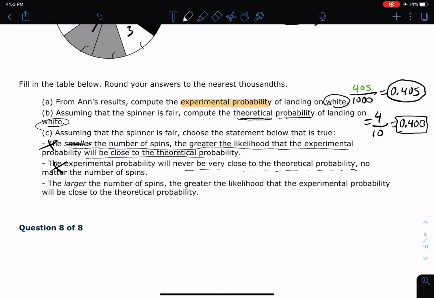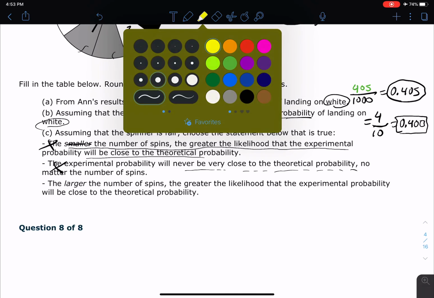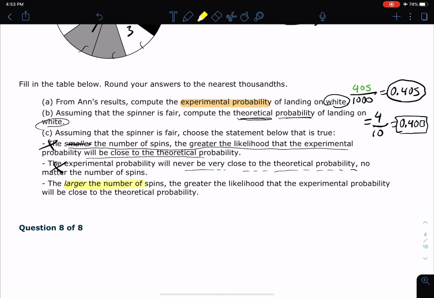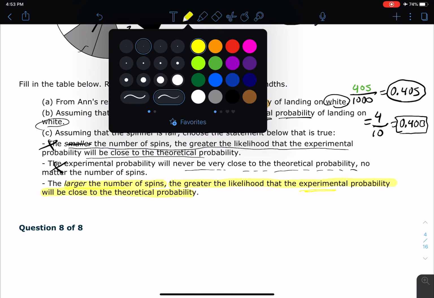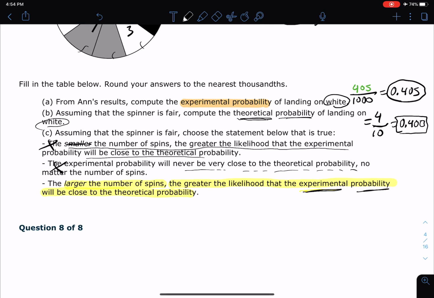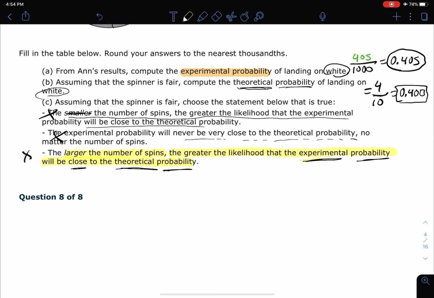Okay, here's the right answer. Let me underline or highlight. It says the large number of spins, the greater the likelihood that the experimental probability will be close to the theoretic probability. So it's the law of large numbers that is going to make the experimental probability get closer and closer to the theoretic probability, what we expect it to be. So the answer on this one is that one.